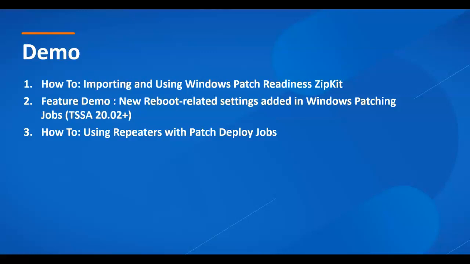So let us now see a demo. We will see how to import and use the Windows Patch Readiness zip kit, which is nothing but a component template used to run a compliance job to check if the pre-checks required to patch Windows targets are met or not. We will also see the demo of the new reboot setting added in TSSA 20.02 onwards. We'll see a demo in which we'll talk about the usage of repeater in TSSA patch deploy job. So let's get started.